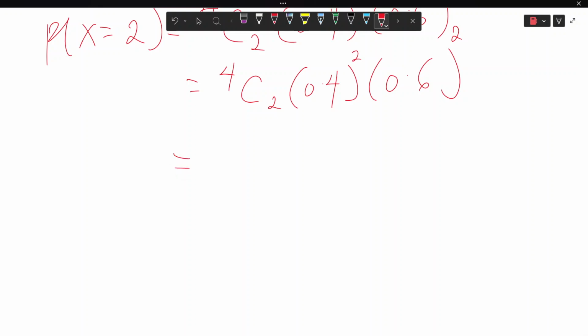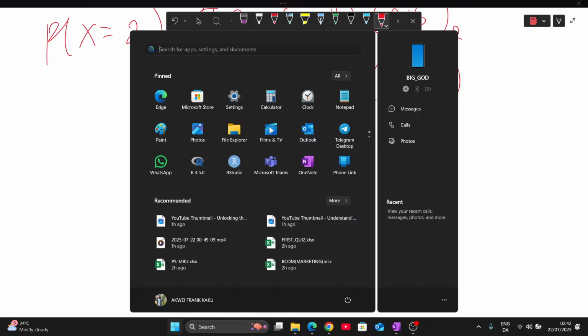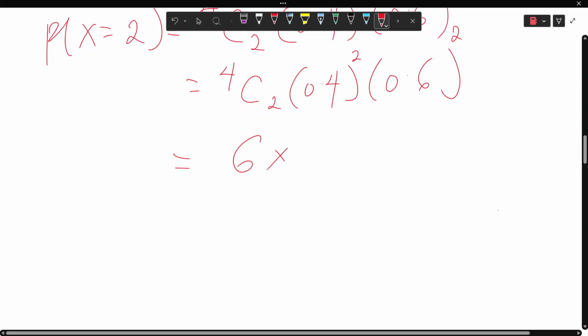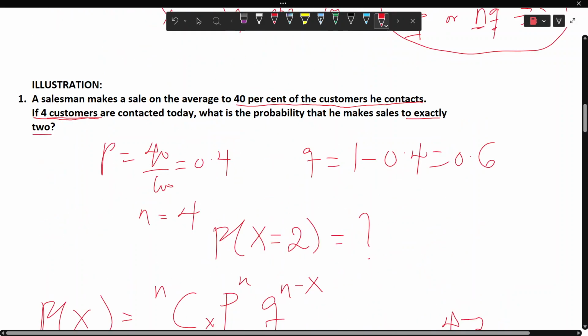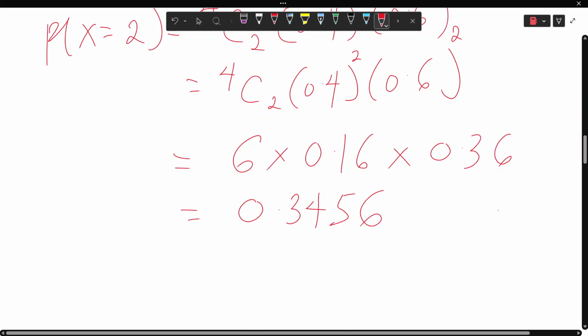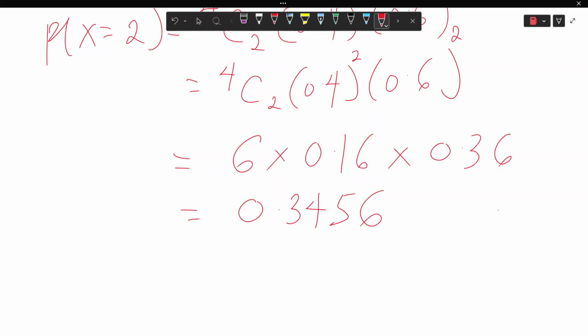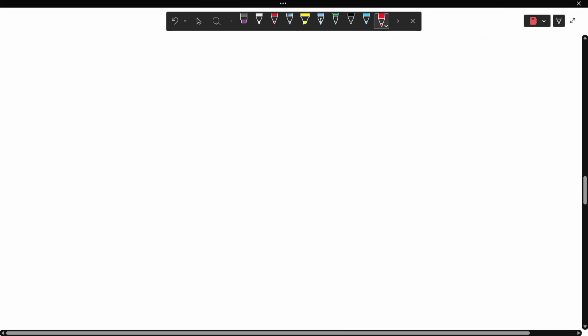Now 4 combination 2 is 6, multiplied by 0.4 to the power 2, which is 0.16, times 0.6 to the power 2, which is 0.36. And the final answer becomes 0.3456. You can say that the probability that he makes a sale to exactly 2 customers is 0.3456, or as I said, 34.56%. Good.